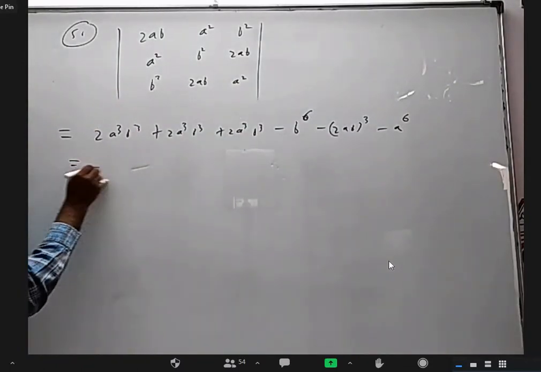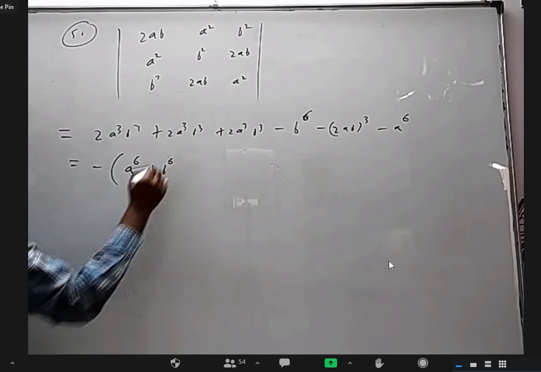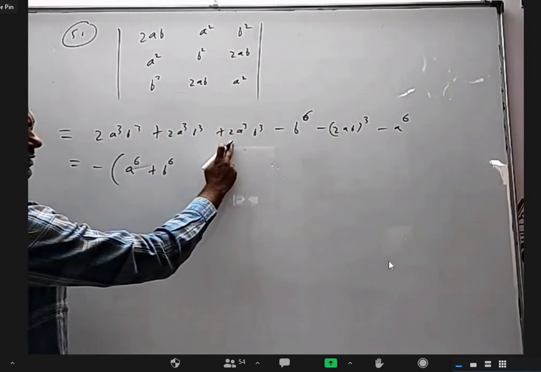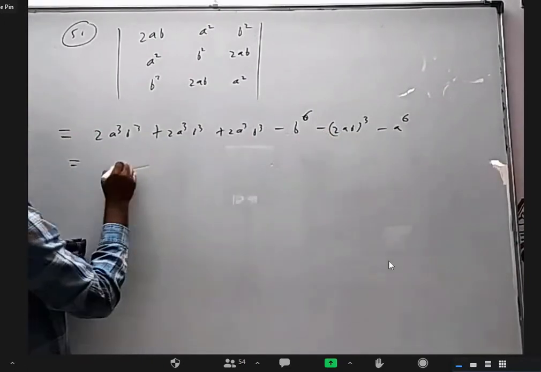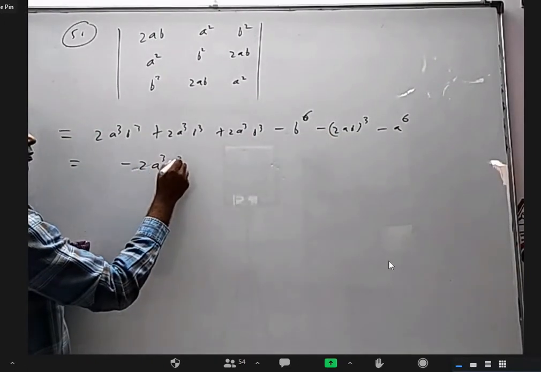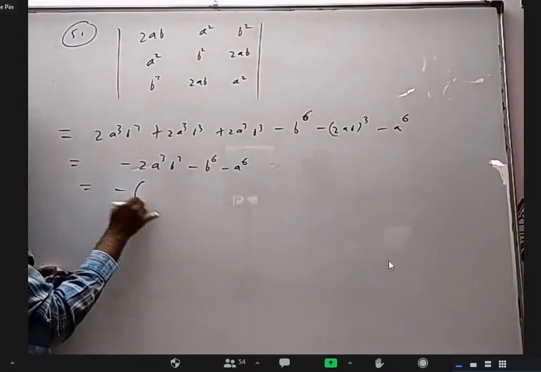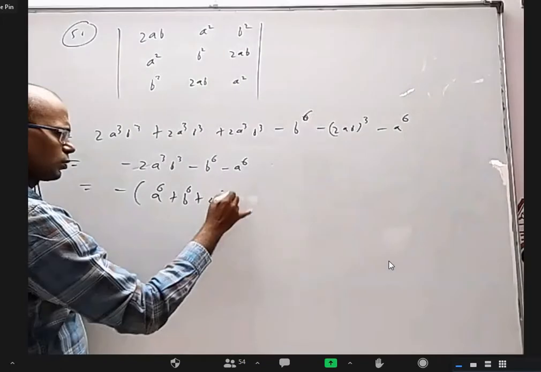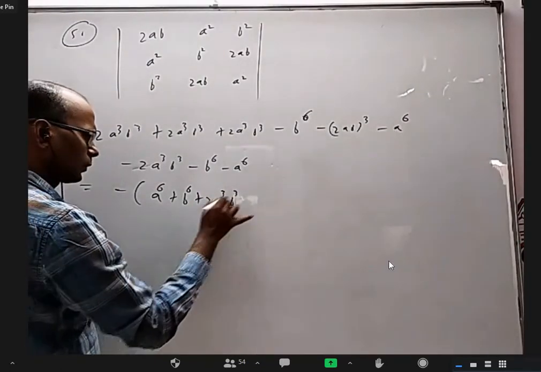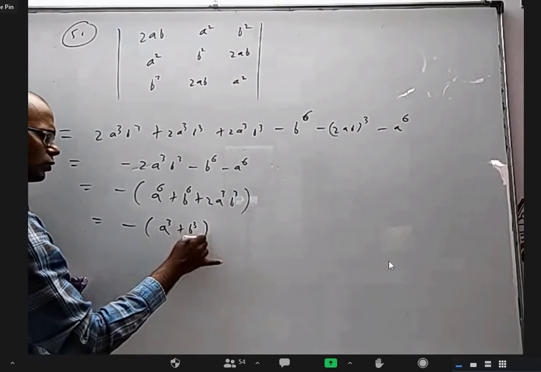So if I take minus common, I got a power 6, b power 6. This is 2 plus 2 plus 2, 6. Let me write that better: 6 minus 8, so minus 2 a cube b cube minus b power 6 minus a power 6. If I take minus common, I'll get a power 6 plus b power 6 plus 2 a cube b cube, which is minus of a cube plus b cube whole square.